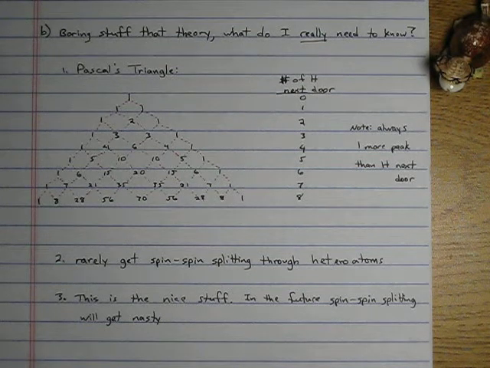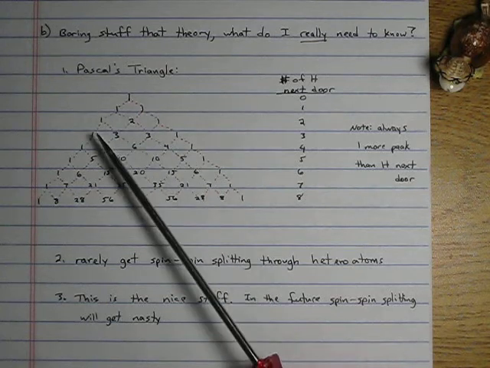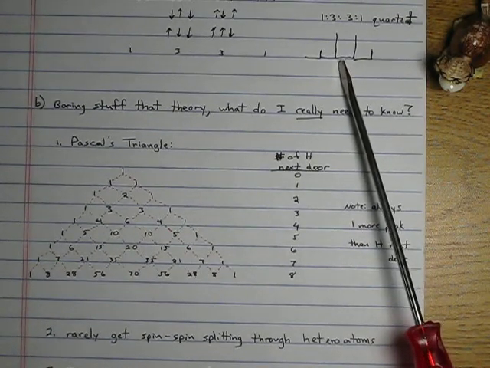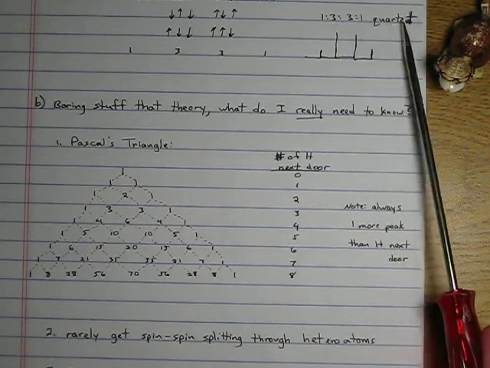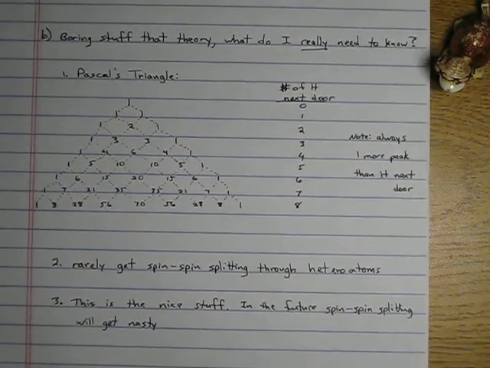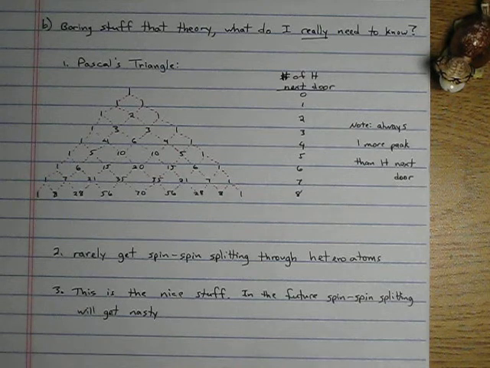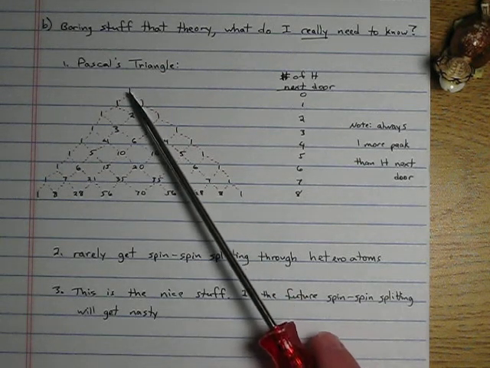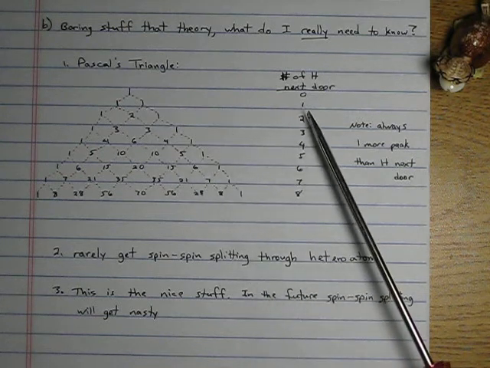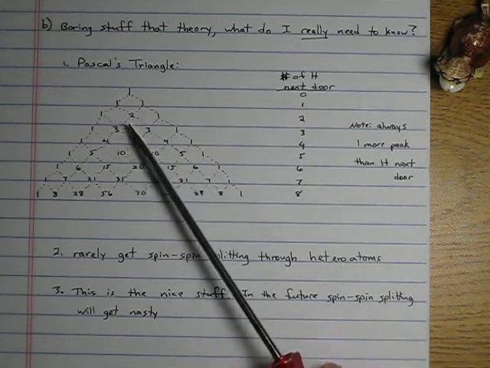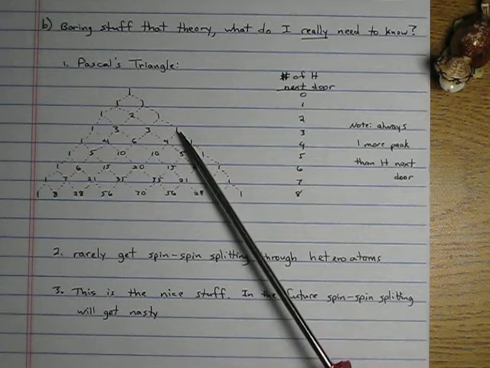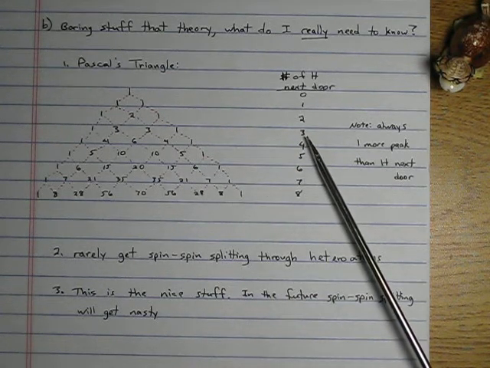But haven't you seen this somewhere before? Where have you seen 1, 1, 1, 2, 1, 1, 3, 3, 1? Well, heck, here's 1, 3, 3, 1 right just up here. Recall, if you have a 1 to 3 to 3 to 1 quartet, how many hydrogens were next door? 3 hydrogens next door. This is what Pascal's triangle gives us. If your resonance is just a single peak, that tells us there are no hydrogens next door. If you have a 1-to-1 doublet, that tells us there's 1 hydrogen next door. If you have a 1 to 2 to 1 triplet, that tells you 2 hydrogens next door. 1 to 3 to 3 to 1 quartet, 3 hydrogens next door.